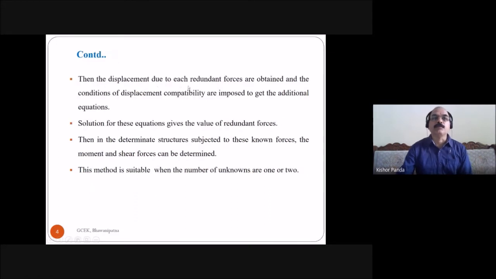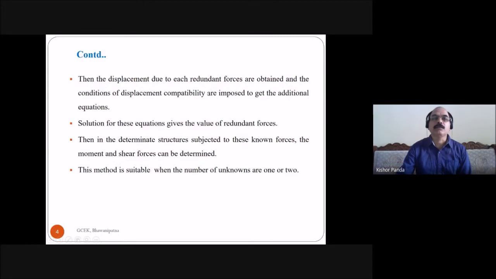Then the displacement due to each redundant force is obtained and the conditions of displacement compatibility are imposed to get the additional equation. Because in the case of a propped cantilever, the degree of static indeterminacy is equal to 1, you need one more additional equation to solve this problem. That additional equation will be found from the compatibility conditions of displacement.